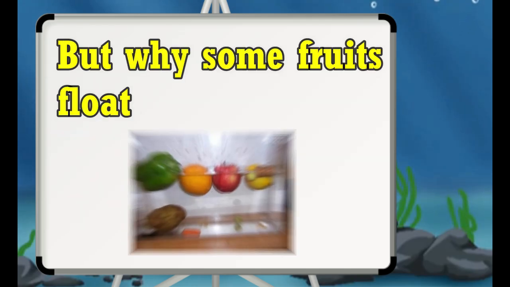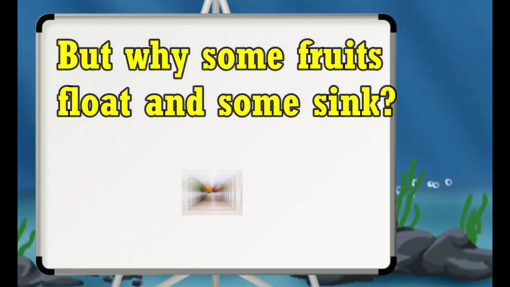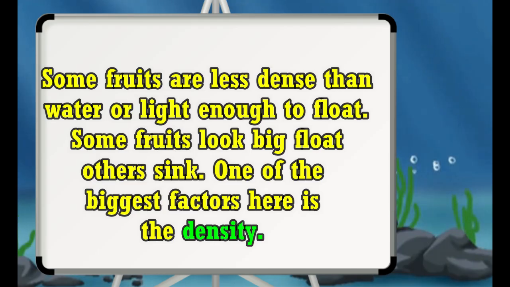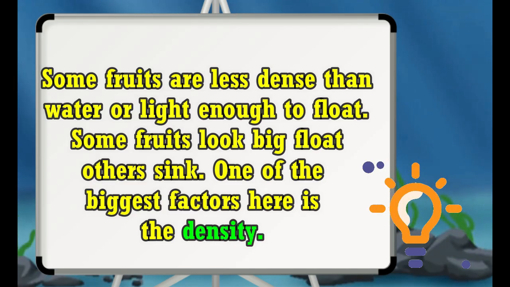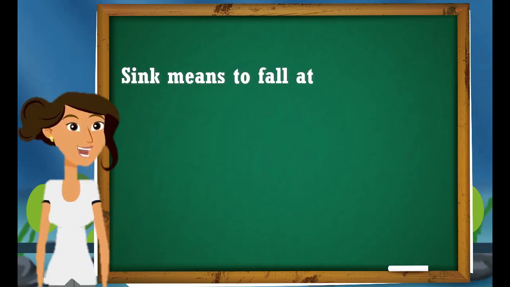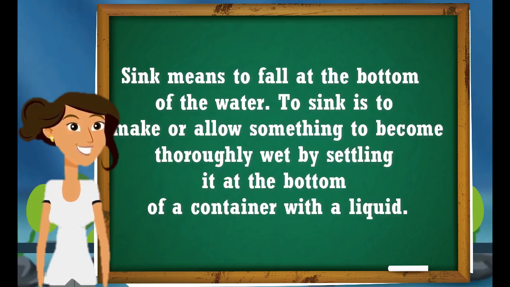But why do some fruits float and some sink? Some fruits are less dense than water, or light enough to float. Some fruits look big, yet float, and others sink. One of the biggest factors here is the density. Sink means to fall at the bottom of the water.